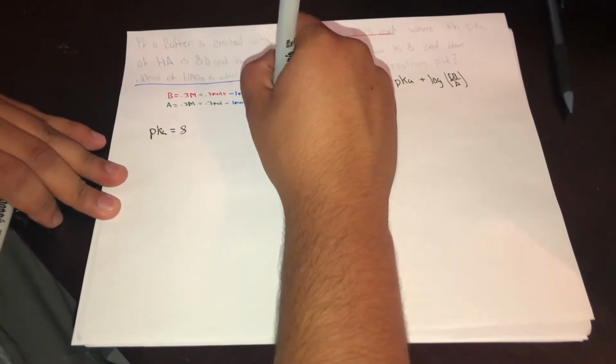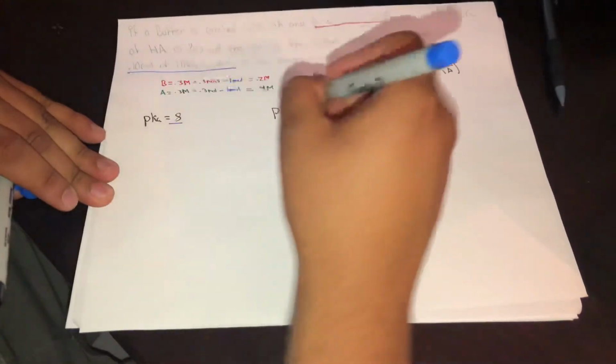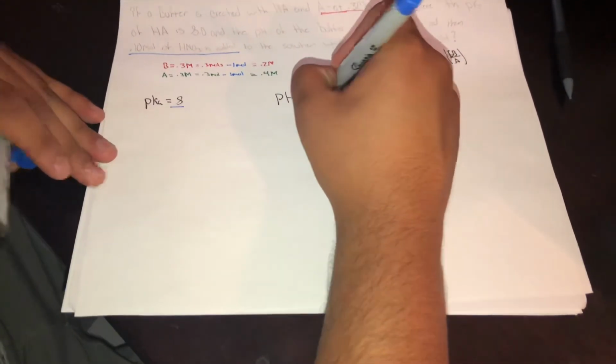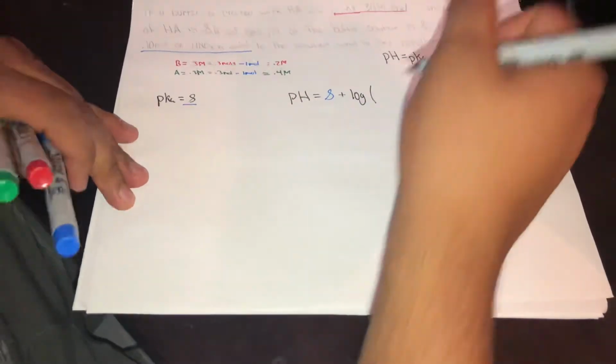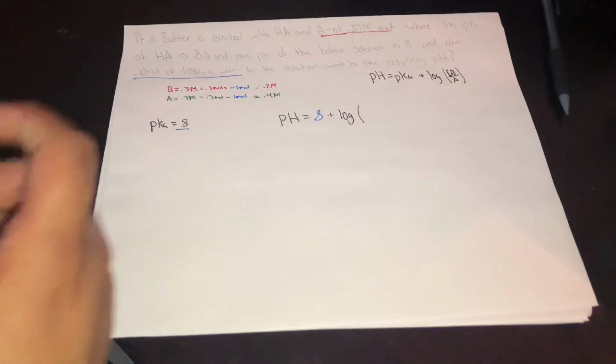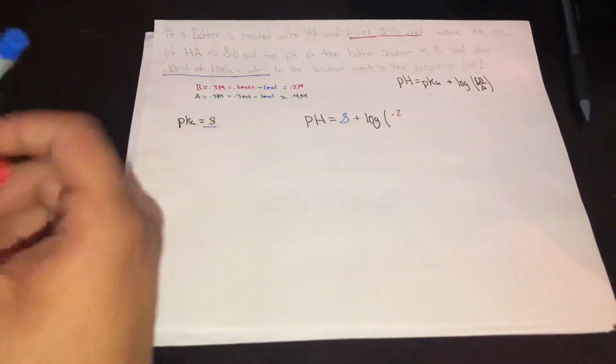So it's just going to be pH equals pKa, which is this right here, which is 8, plus the log of the conjugate base, which is 0.2, divided by the acid, which is 0.4.